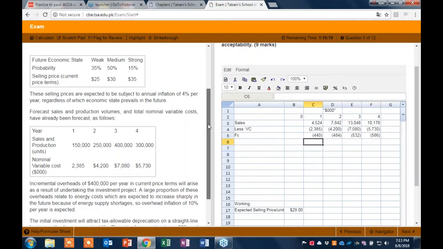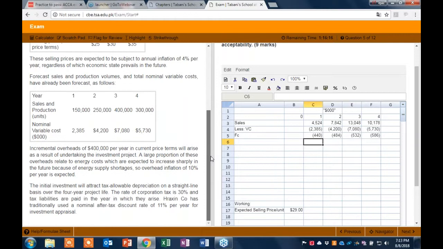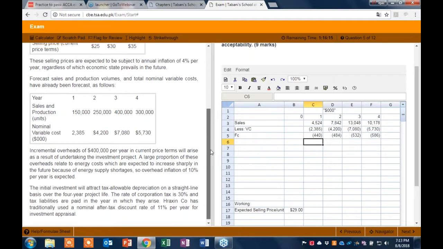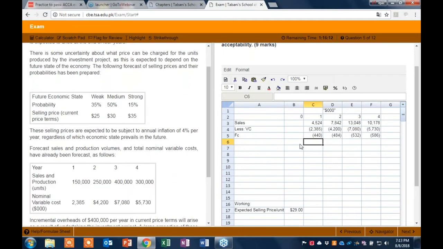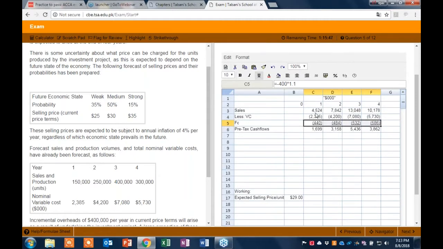So do we have any other cash flows which we need to show before tax? I don't think so. We don't have any other cash flow that we need to show before tax. So let's net off these cash flows to find our pre-tax cash flows. Okay, so these are the pre-tax cash flows.